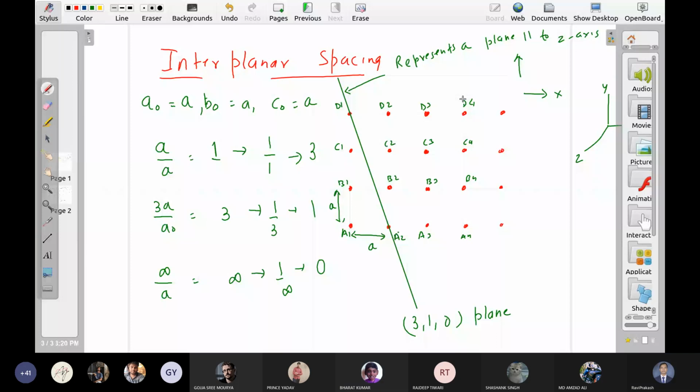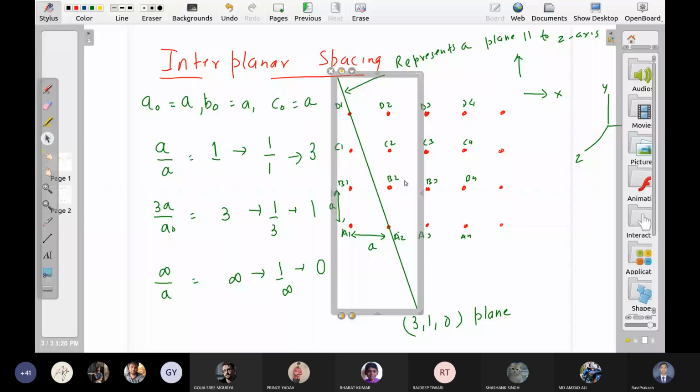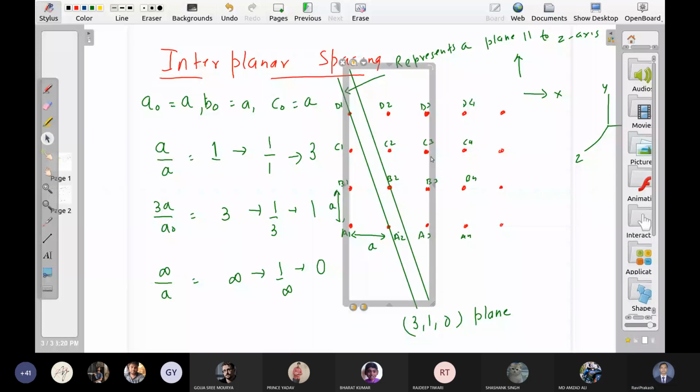Right? If I draw another plane parallel to this, then it will pass through, you can check, it is passing through B2, right? What we are interested in here is this separation. How much is this separation?